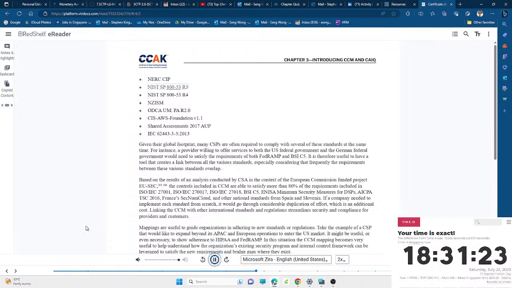NERC CIP, NIST SP 800-53 R3, NIST SP 800-53 R4, NZISM, ODCA UM PAR 2.0, SIG AWS Foundation v1.1, Shared Assessments 2017 AUP, IEC 62443-3-3:2013.